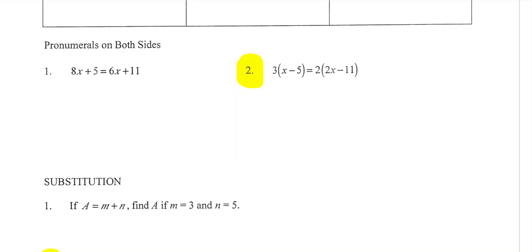So let's times it out. 3 times x is 3x minus 3 times 5 is 15. Then the equal sign, and now times the 2 into the next bracket. 2 times 2x is 4x minus 2 times 11 is 22.